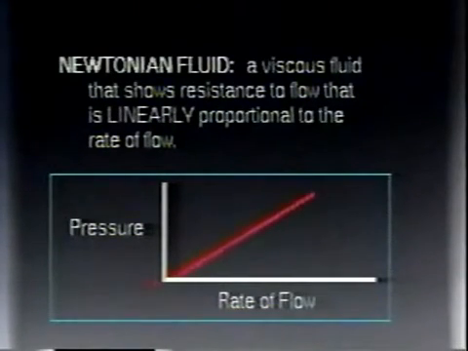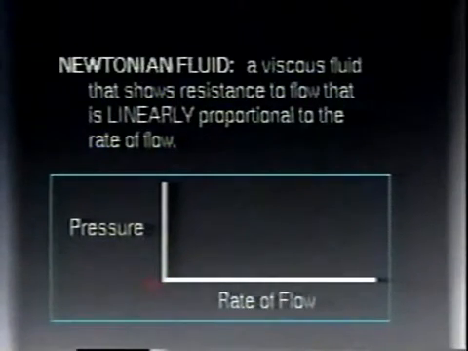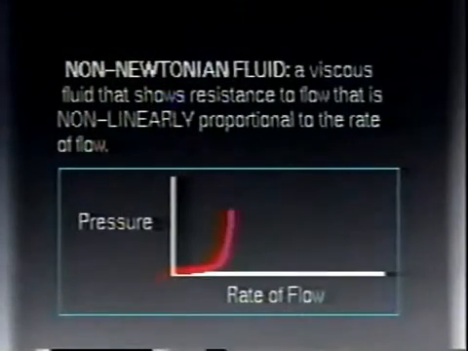Now, when we start to talk about colloids, we also need a couple of other terms, and one is that of a Newtonian fluid. A Newtonian fluid is a viscous fluid that shows resistance to flow that is linearly proportional to the rate of flow. This means that for every increase in pressure, you get a proportional increase in the flow from the Newtonian fluid. A non-Newtonian fluid is a viscous fluid that shows resistance to flow that is non-linearly proportional to the rate of flow. In other words, the change in the rate of flow is not linearly proportional.